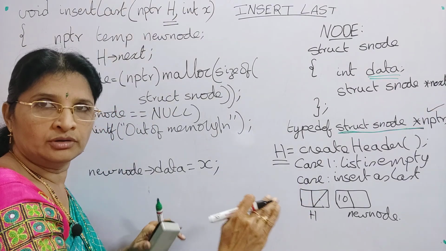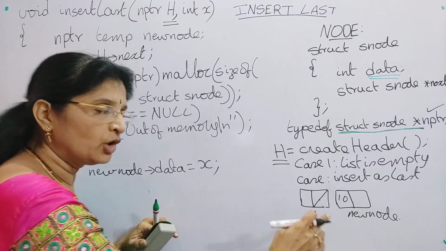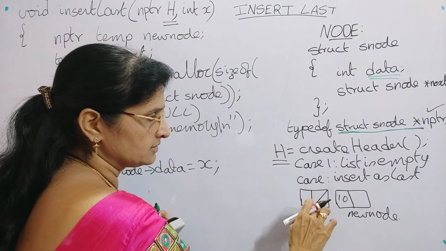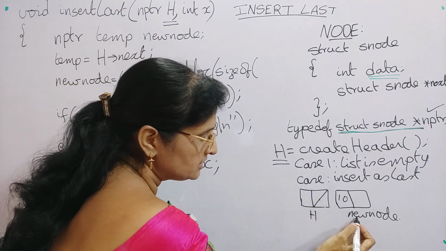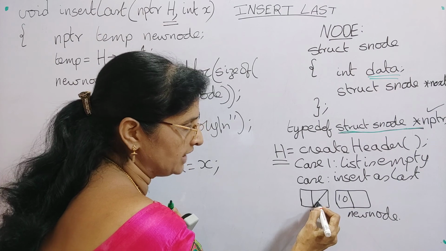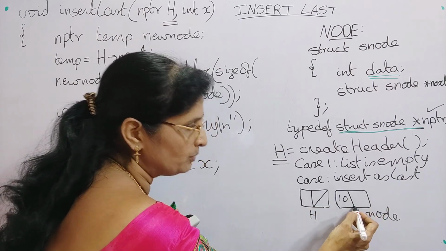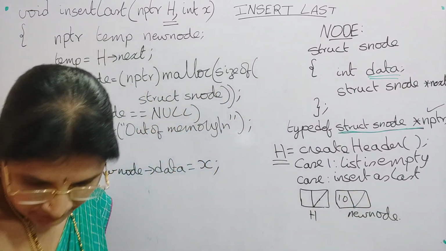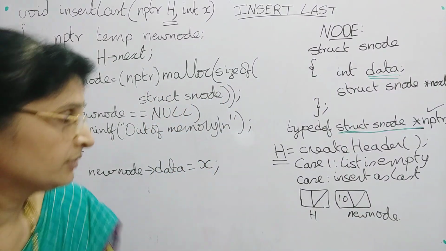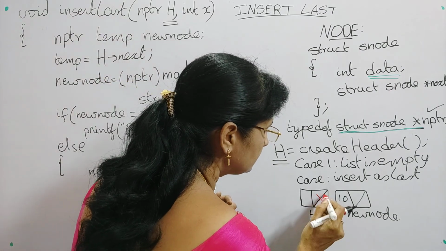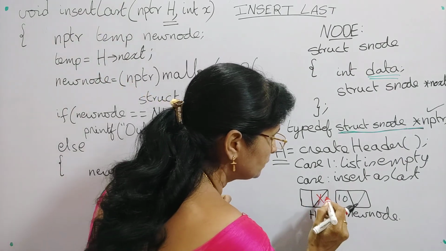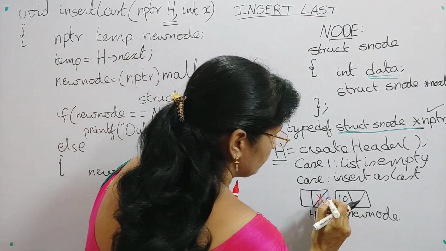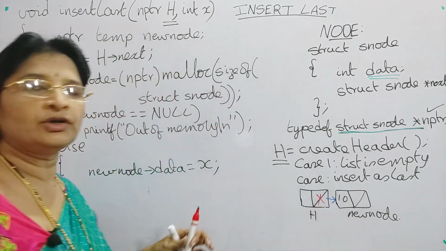Now you have to modify the links. How can you modify? For example, if this is the case, this is new node and here we have the null. What we have to do is place the null here, and delete this link. And then you have to place the hnext as this node. This is what you have to do.